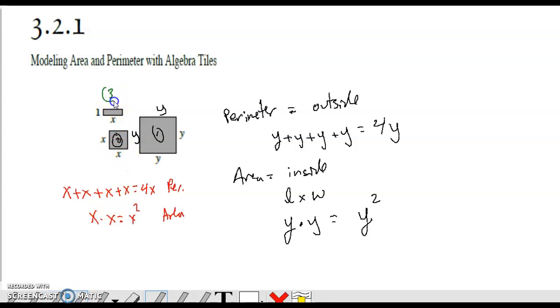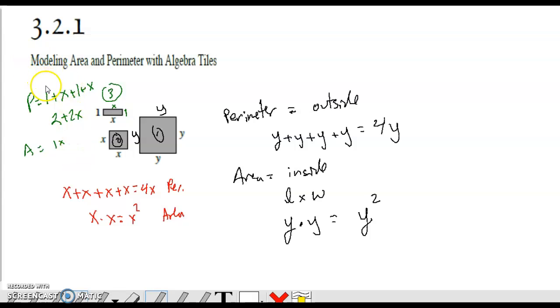And then last but not least, number 3. If this is 1, this would also be 1. If this is x, this is also x. This length would be the same as this length if we were putting these tiles together. So our perimeter would be 1 plus x plus 1 plus x, or aka 1 plus 1 is 2, and then 2x. And then our area, we would multiply 1 times x, which is just plain old x. We don't actually need that 1.